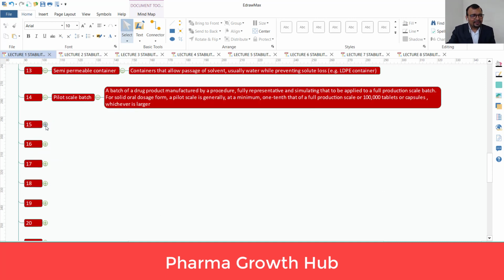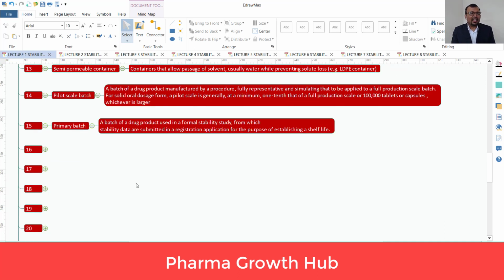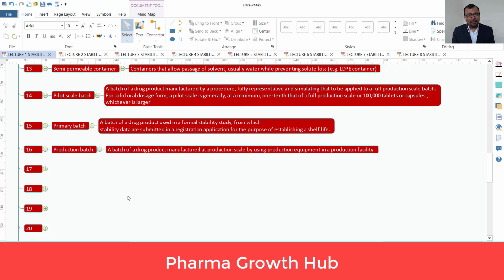The next term is the primary batch, and here is the definition. A batch of a drug product used in a formal stability study from which stability data are submitted in a registration application for the purpose of establishing a shelf life. So in case of ANDA, as we know, we need to submit 3 primary batches, and those 3 primary batches from which the stability data or the shelf life is established are called primary batches. The next point is the production batch. A batch of a drug product manufactured at production scale by using production equipment in a production facility. So as simple as it is.